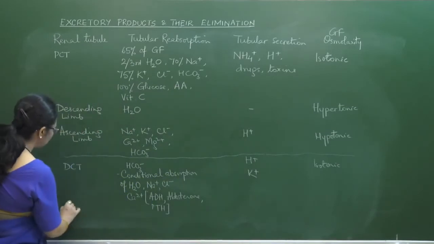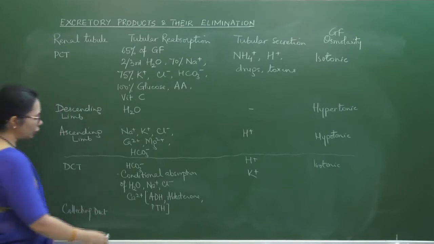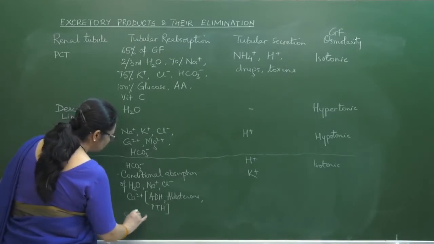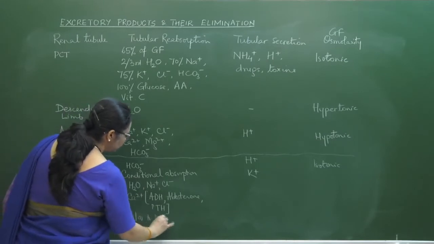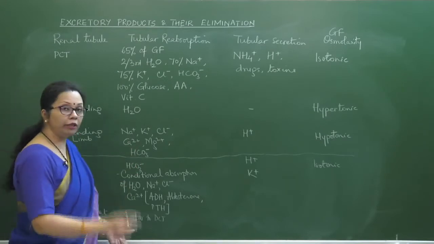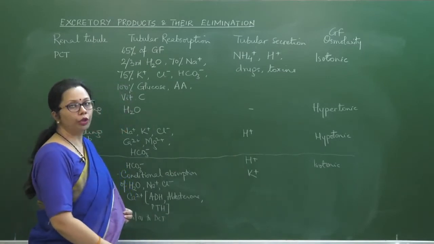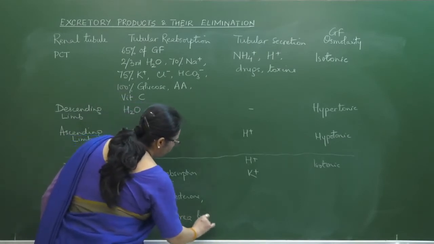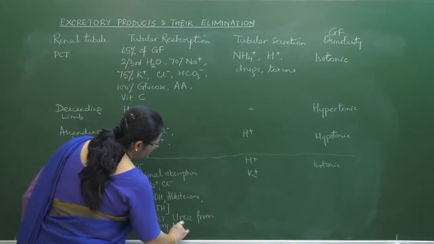And lastly, coming on to the collecting duct. Here also water does get absorbed, that is conditional absorption, so it's almost similar to DCT in most of the sense. But one more thing is there. In the medullary part of the collecting duct, of course, that is in the medulla, it is permeable to urea also. So from here urea is also absorbed. Urea from the medullary part.